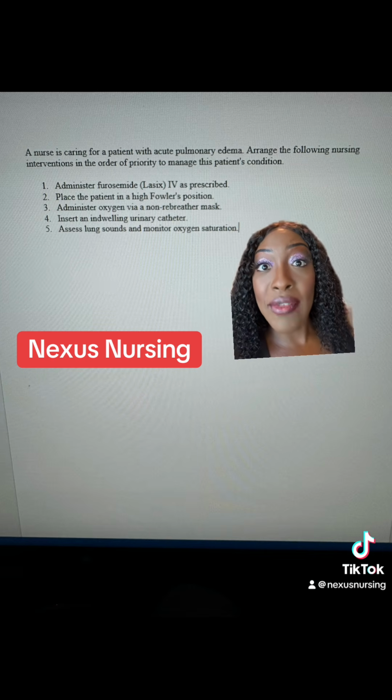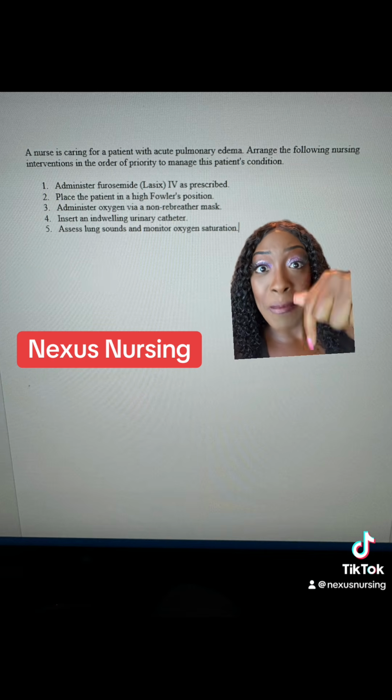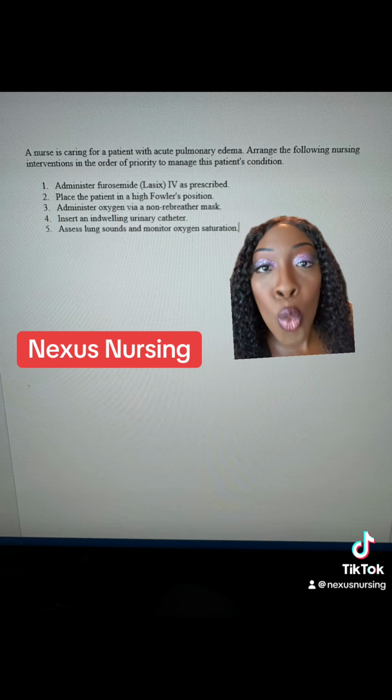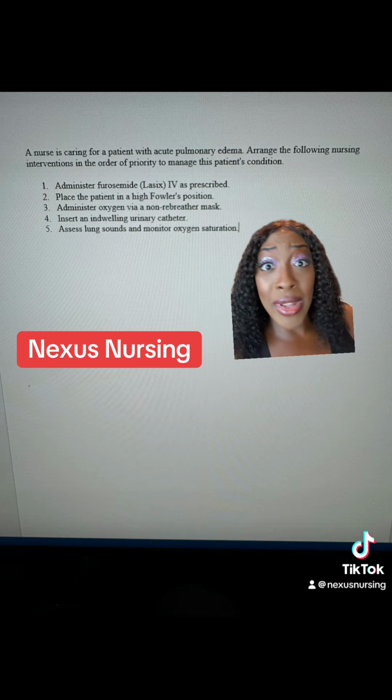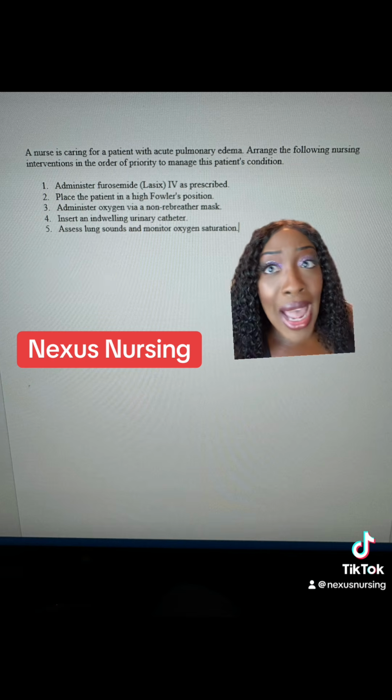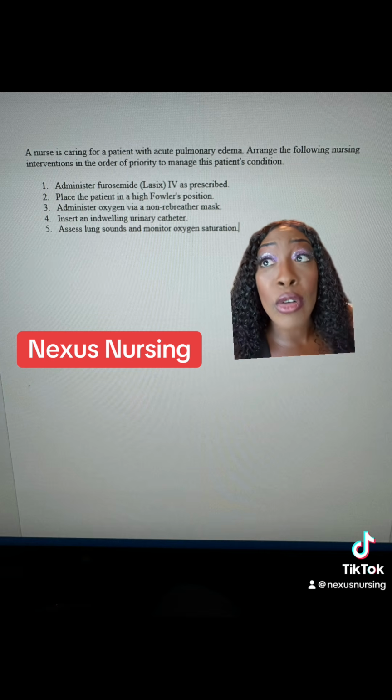The patient's having pulmonary edema. And guess what? It's acute. It's right now. The patient's experiencing this trouble breathing right now. So the first thing you're going to do, whenever a patient's having breathing issues, and I don't care, it could be pulmonary edema, it could be emphysema, it could be bronchitis, it could be asthma, it doesn't matter. If they're having trouble breathing, the first thing you're going to do is sit them up.